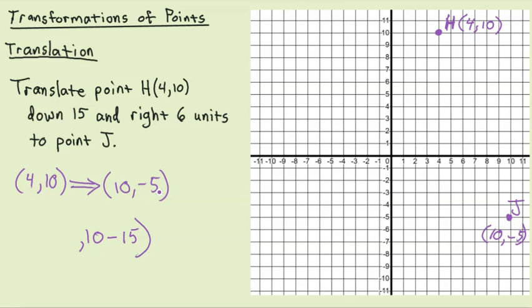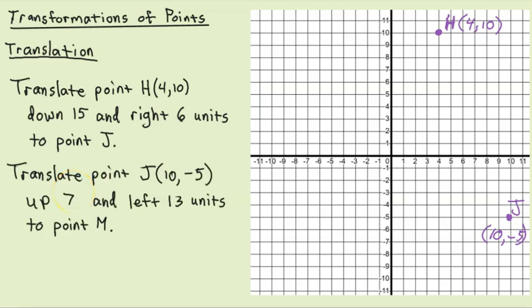So our original x coordinate was 4. So we're going to do 4, then to the right, which is plus 6. 4 plus 6, that's 10. 10 minus 15, that's -5. And that's how we went from 4, 10 over to the point 10, -5. We took this translation, we subtracted when it was down, and we added when it was right. Okay? Now let's do another translation where we do up and left.